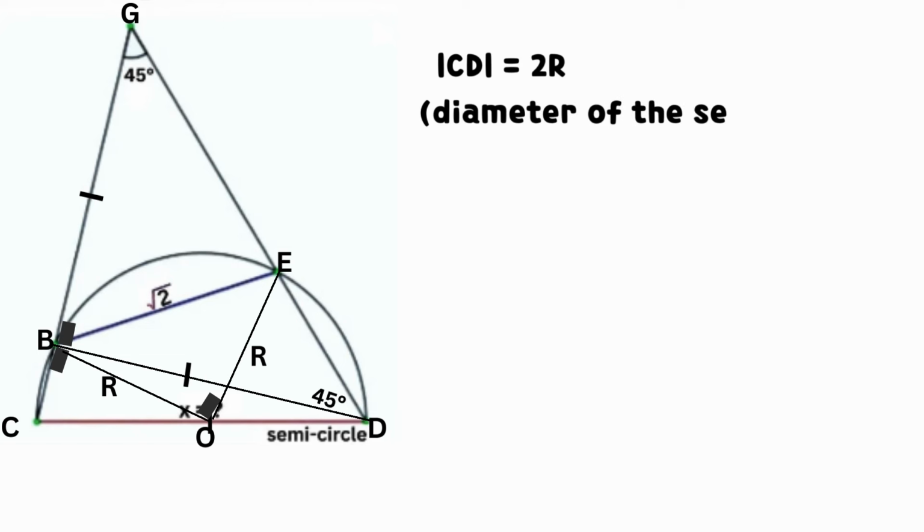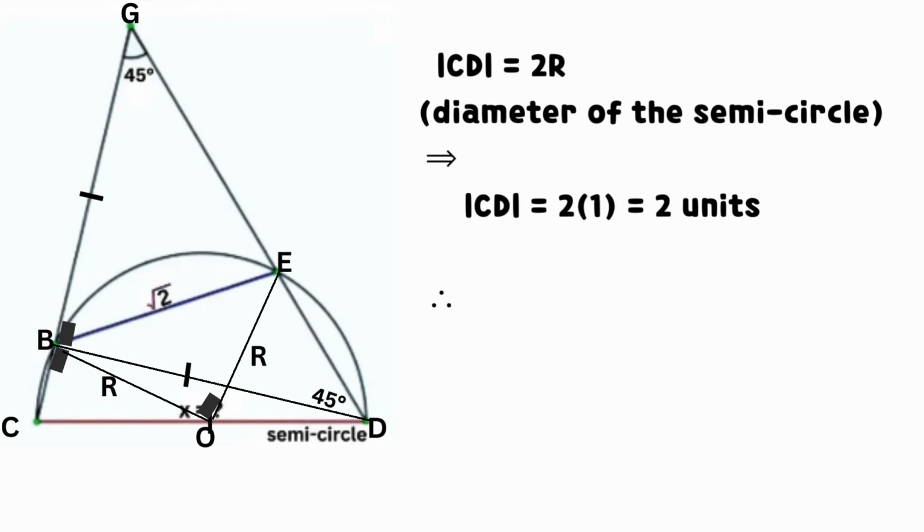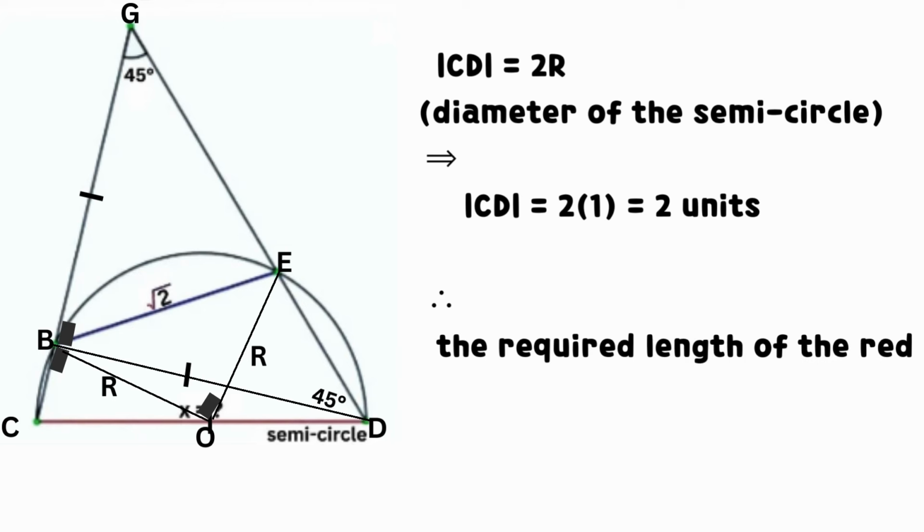Line CD equals the product of 2 and R. It is the diameter of the semicircle. It implies that line CD equals 2 times 1, which equals 2 units. Therefore, the required length of the red line, x, equals 2 units.